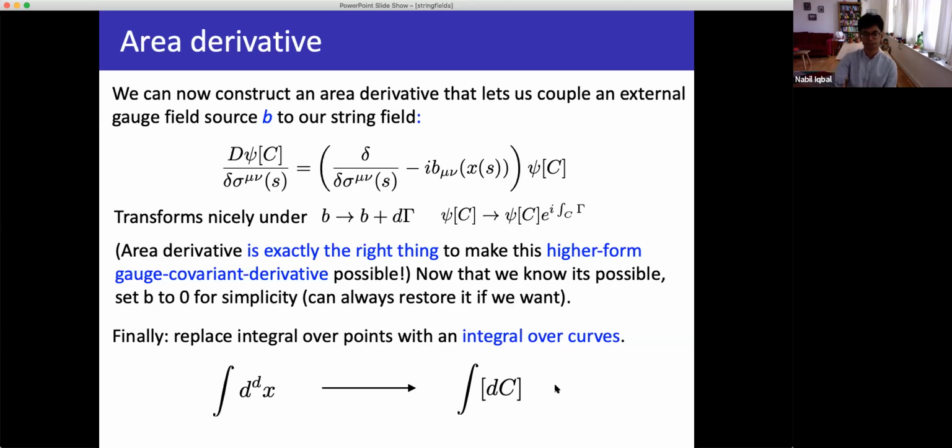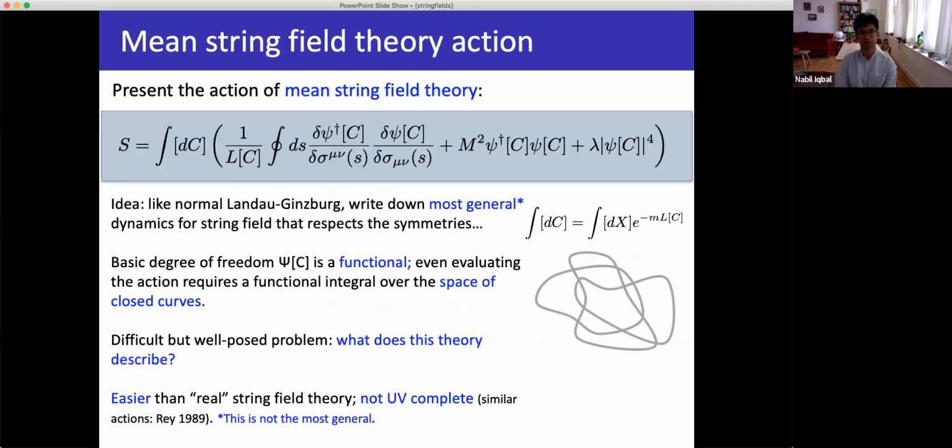Okay. So given all these ingredients, let me now state the action for mean string field theory. The action is really just an analog of the same ideas for normal Landau-Ginzburg theory. What you do is you start to write down terms that are invariant under the symmetries, and you do it the same way. You write down a kinetic term. This kinetic term involves this area derivative. I have to integrate it over the whole curve. But this area derivative term here is the analog of the normal kinetic term.